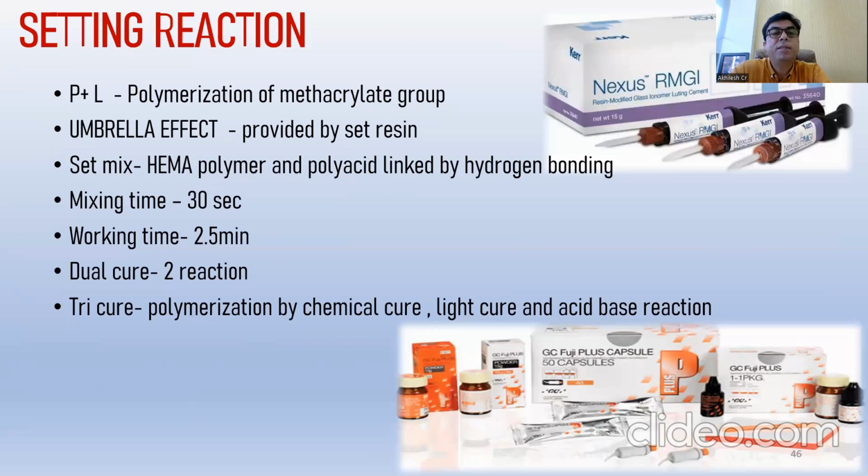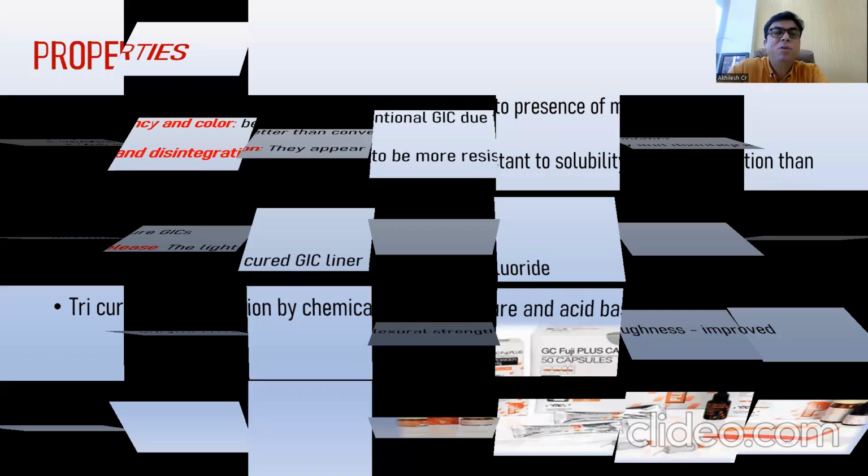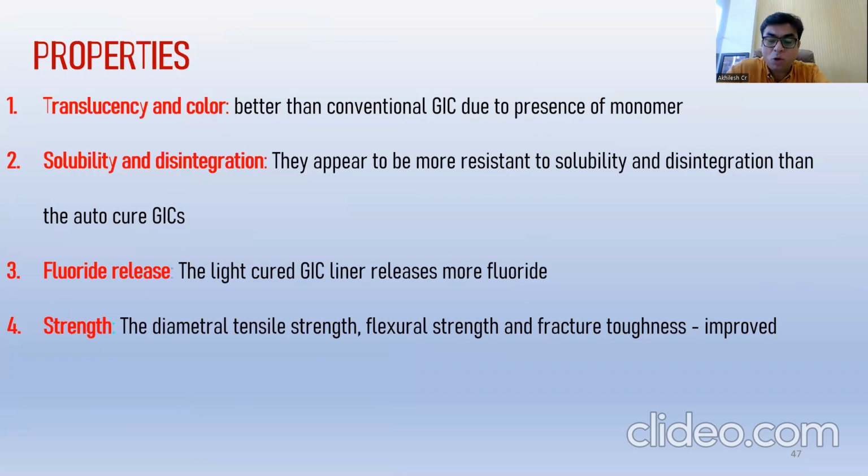Here the setting reaction is polymerization of the methacrylate group, and there is an umbrella effect provided by the set resin. The set mix is homopolymer and polyacid linked, and the mixing time is 30 seconds, working time is 2.5 minutes. It's a dual cure, and with the acid-base reaction it will be a tricure: polymerization by chemical, light, and an acid-base reaction. These are available in the market, but very rarely used. When you can use a composite 100%, they prefer to have a composite rather than the GICs.